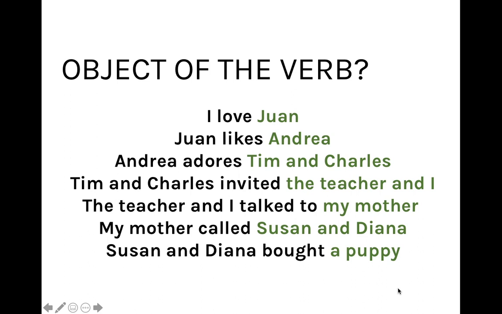In the next sentence, my mother is the object of the verb talk and the preposition to. Who did I talk to? My mother. My mother called Susan and Diana. The object of the verb is Susan and Diana.